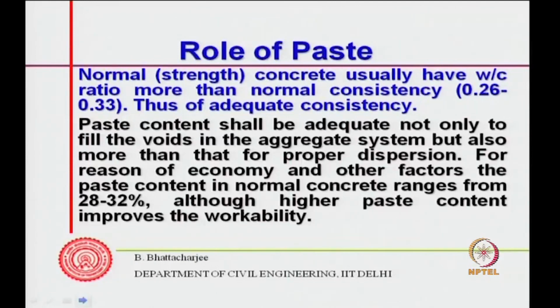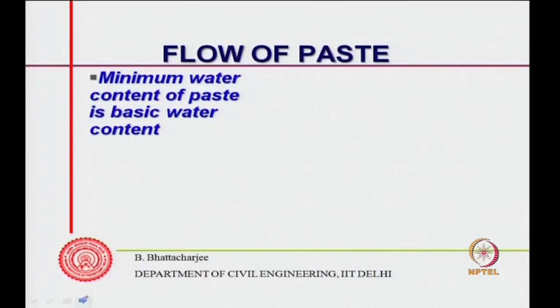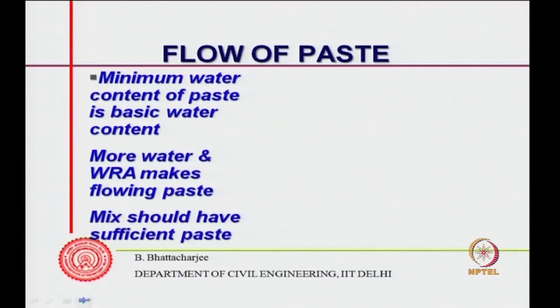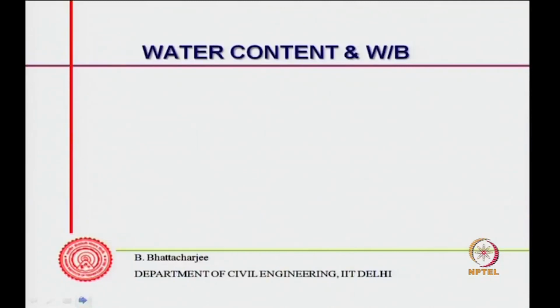So, that is why people have a tendency to keep the paste content to its minimal, all right, and the mix proportioning would be done accordingly. So, the minimum water content of paste is the basic water content we talked about. More water and water reducing agent makes a flowing paste. The mix should have sufficient paste. This shows a paste, just flowing paste. So, water and sufficient paste.